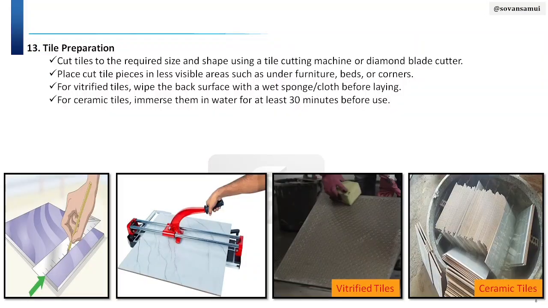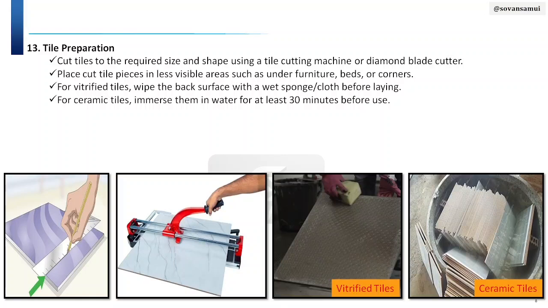In tile preparation, we are maintaining 4 points, and the first point is to cut the tiles to the required size and shapes. So before cutting the tiles, you should always mark on the tiles and cut accordingly by using a cutting machine or a diamond blade cutter.